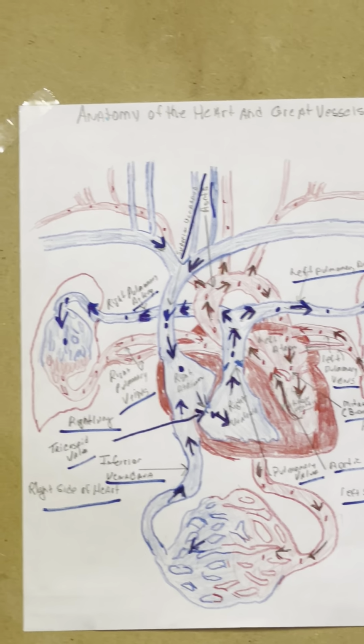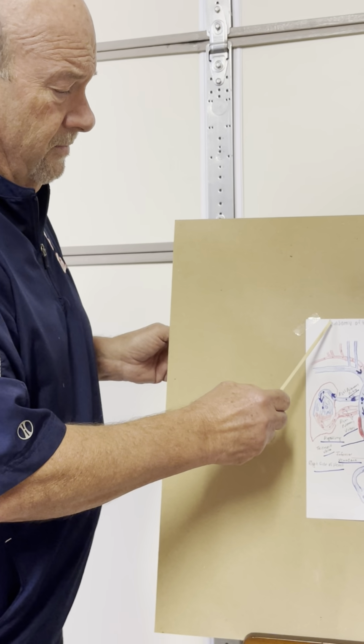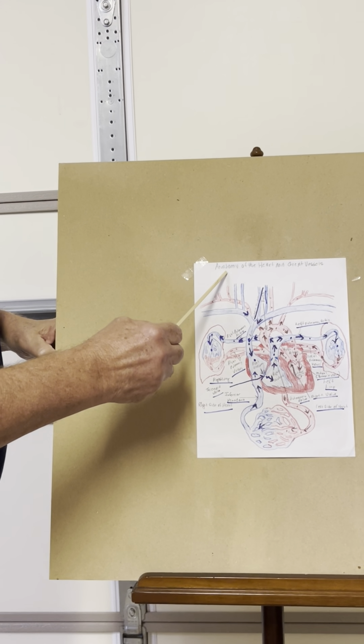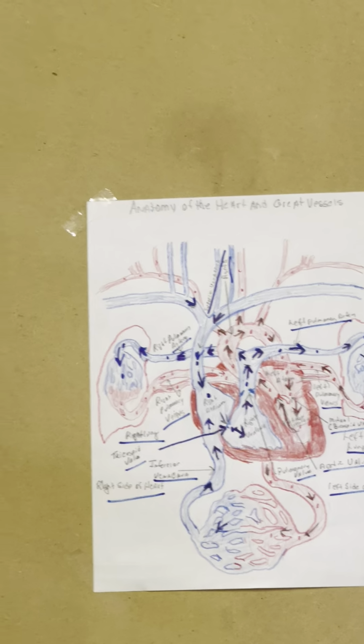So this is the process flow of the blood cell through the circulatory system, and we've talked about the anatomy of the heart and the great vessels.